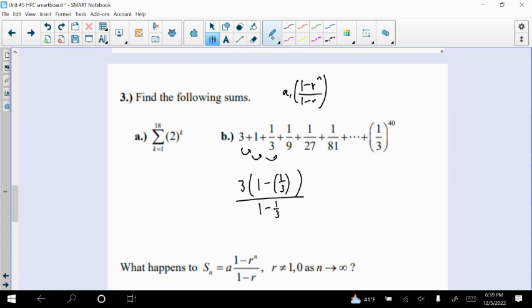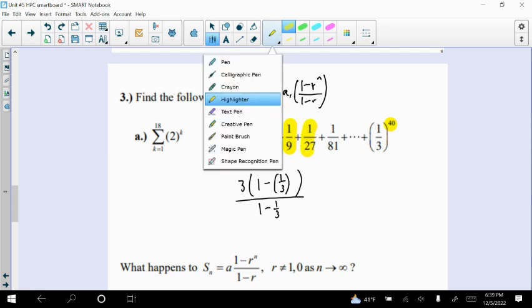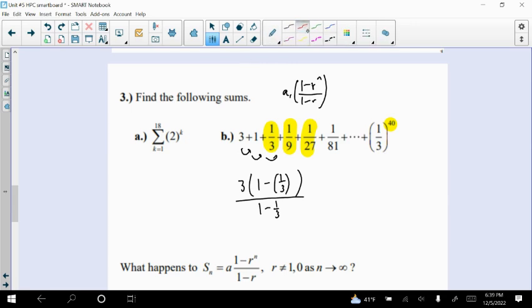Now, on first inspection, you might think, oh, there's 40 numbers because that's my highest exponent. But you really aren't starting at 1/3 to the first power. This term right here is 1/3 to the first power. Then the next term is 1/3 to the second, 1/3 to the third. So this 1/3 is not the first term, it's actually the third term. So I've got really 2 more terms here.